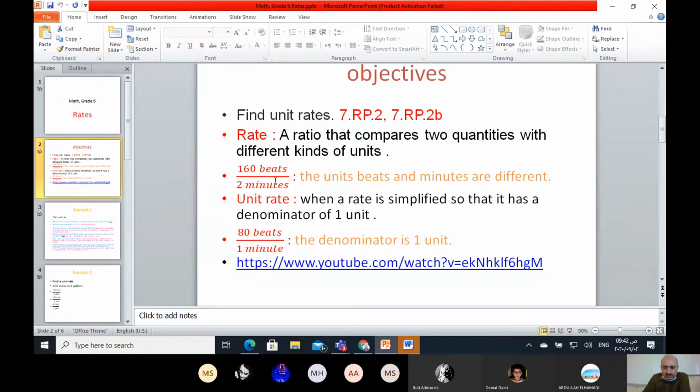For example, as you see here, we have a fraction. In this fraction, up we have bits and down we have minutes. Bits and minutes are different units. When we compare between two different units, it means we have a rate. So when you see a fraction comparing two different units, that means we have a rate.